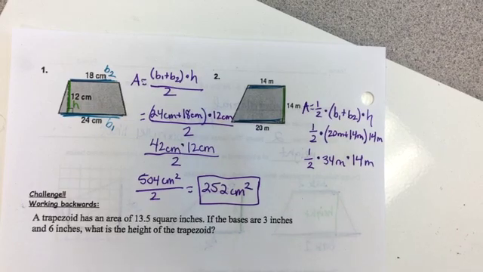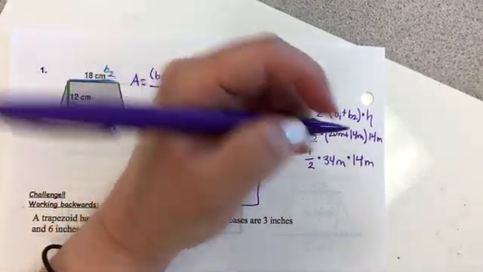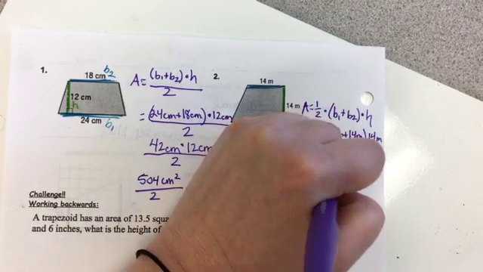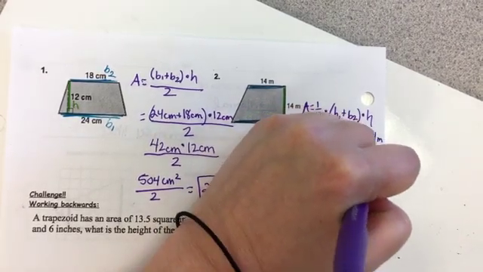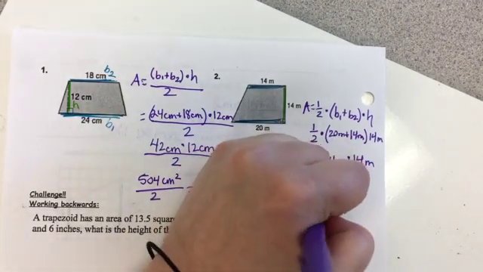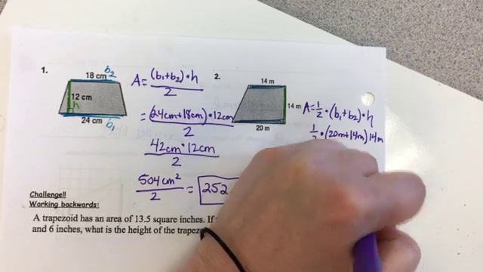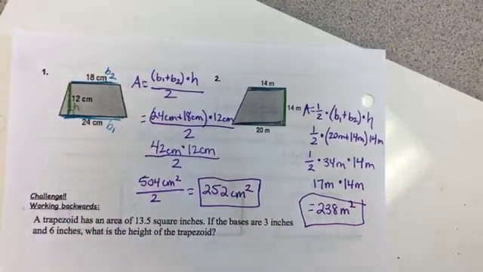1/2 of a number is the same thing as dividing it by 2, so 34 divided by 2 should be 17 meters times 14 meters, because that's our height. And we end with a solution of 238 meters squared is our area.